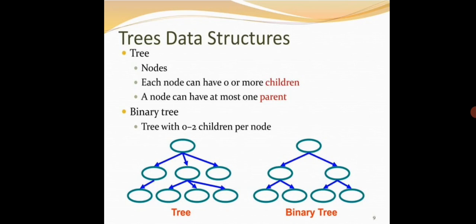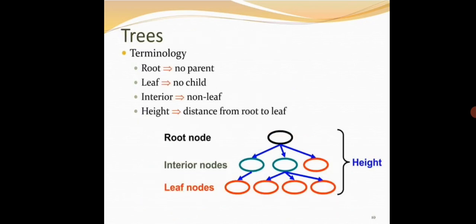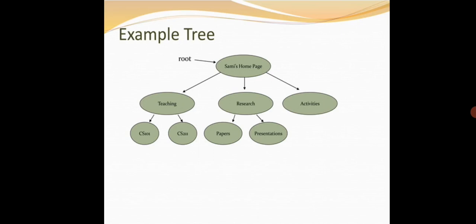Trees in data structures. Tree nodes: each node can have 0 or more children. A node can have at most one parent. Binary tree: tree with 0 to 2 children per node. Tree terminology: root, no parent. Leaf, no child. Interior, non-leaf. Height, the distance from root to leaf, is known as height.